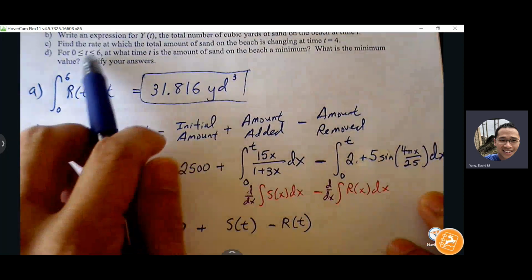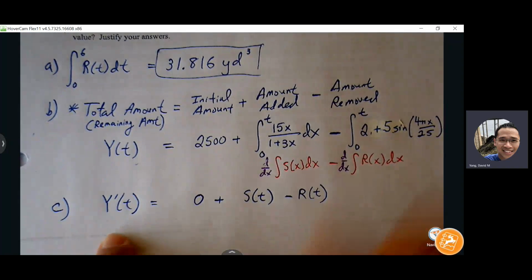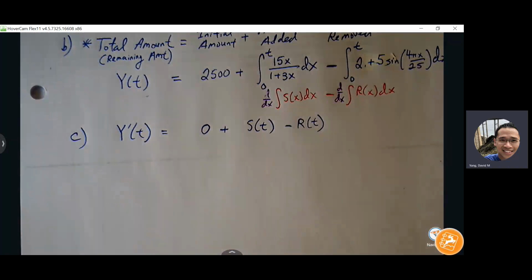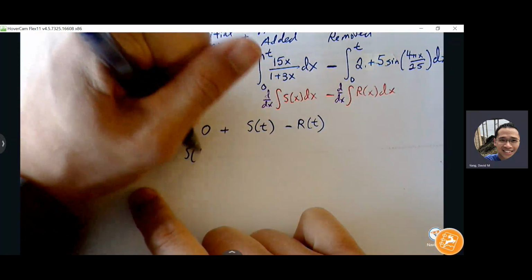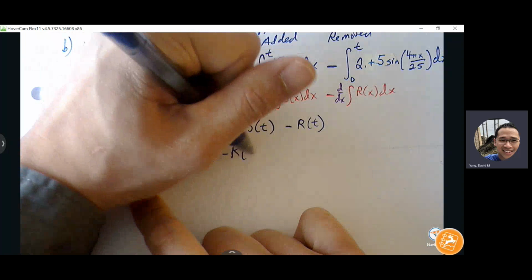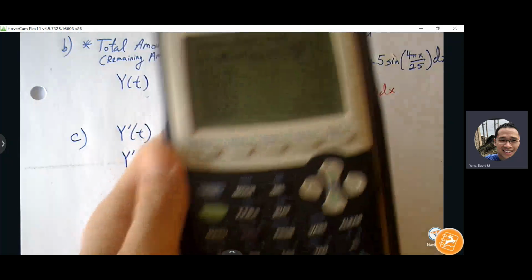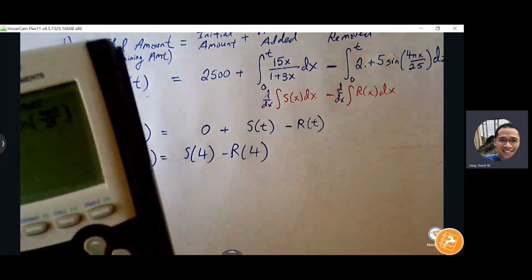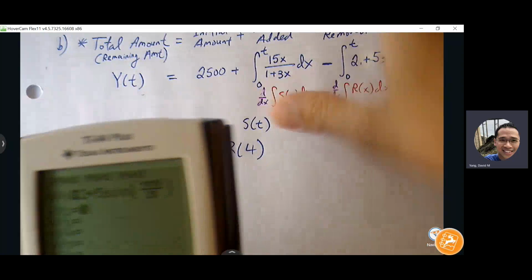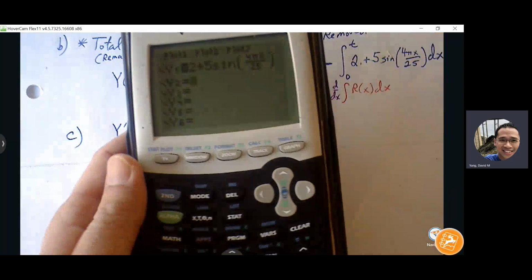All right, so now part C. Find the rate at which the total amount of sand on the beach is changing at time t equals 4. We have our formula. Now we replace t with what? 4. Yep, y prime of 4 is equal to s of 4 minus r of 4. Okay, so I'm going to put s of t and r of t into my y1 and y2, because eventually I'm going to have to call this again. I don't want to keep typing it in. So I have r stored. I'm going to type s as y2.